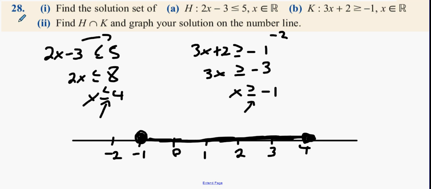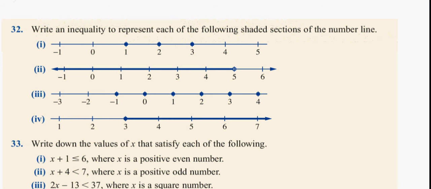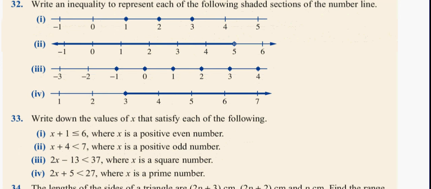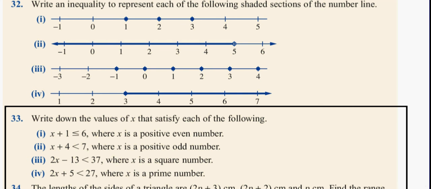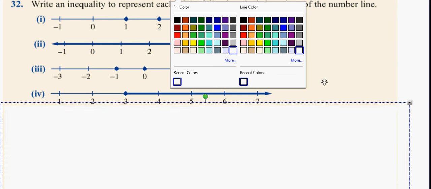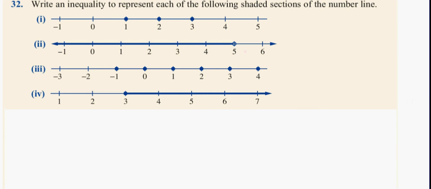Alright, what am I on now? 29 or 32? 32. Alright, 32. With 32, you have to give a valid answer for what you think it could be. Now, if I drew that, what do you think the answer is? X bigger than or equal to 1, or x less than or equal to? X element N. It also could be x element Z, couldn't it?